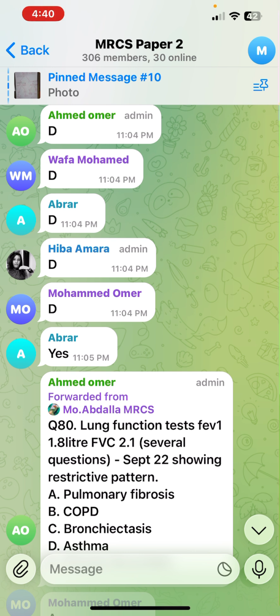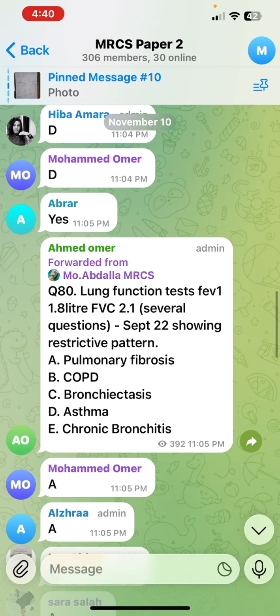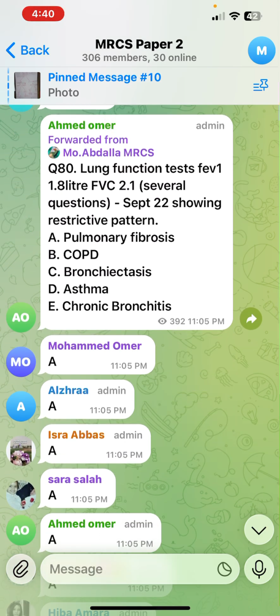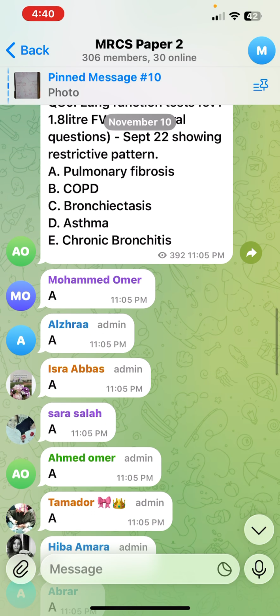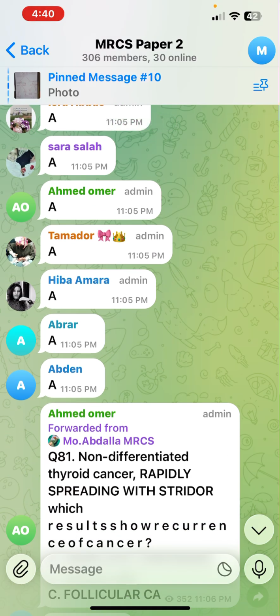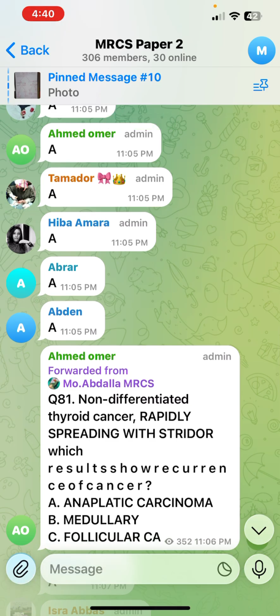I think these questions were repeating, okay, no problem. They might be repeating. 10th November. Next question was undifferentiated thyroid carcinoma spreading rapidly with stridor, resulting in acute recurrence of cancer: anaplastic.